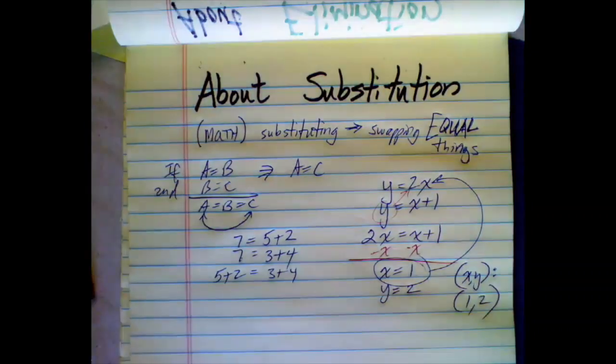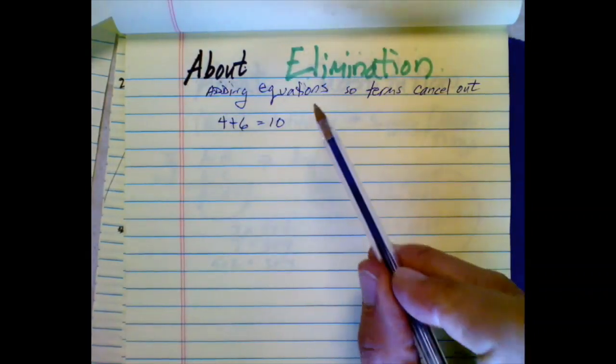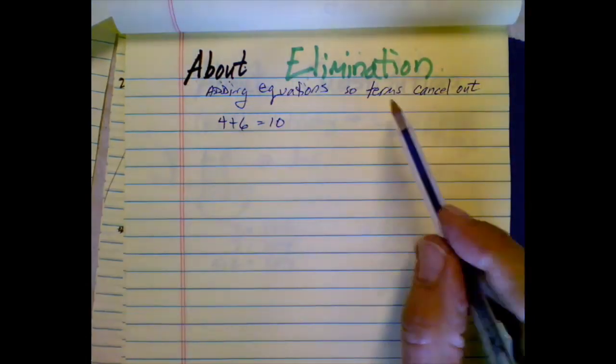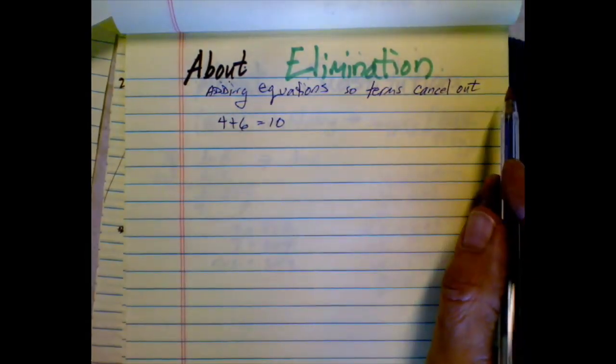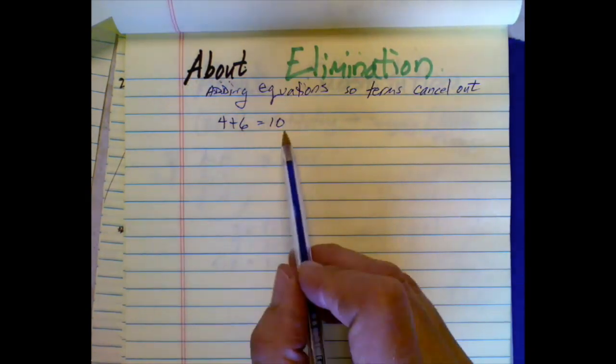There you go. Let's look at elimination. So the idea behind elimination is that you add equations so that a term you are focused on cancels out. Let's look at a number example real quick. So 4 plus 6 is equal to 10.